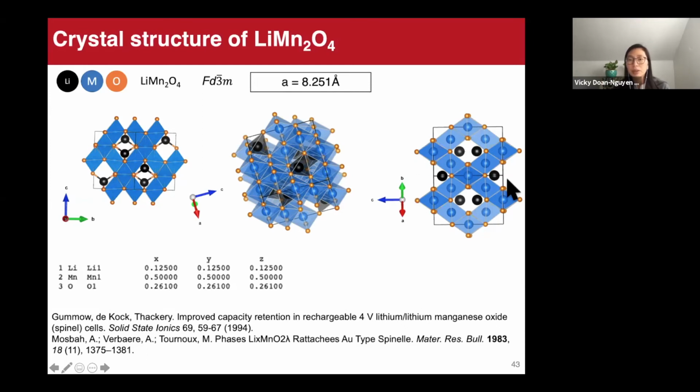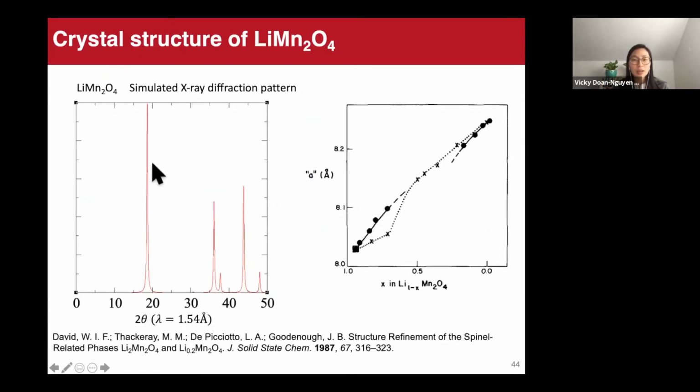Okay. So here's another view where the lithium ions will come in and out of the page as deintercalation and intercalation happens. Here's an X-ray diffraction pattern, and you could see that as lithium content changes from 1 all the way down to 0, the lattice parameter is actually increasing.